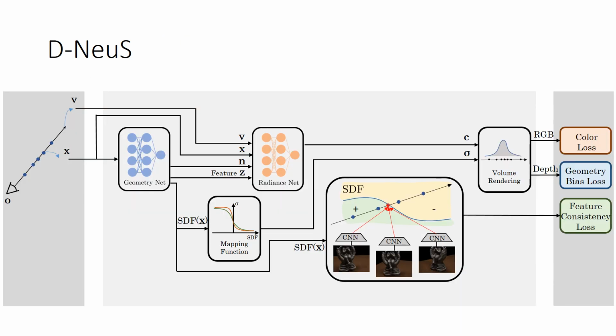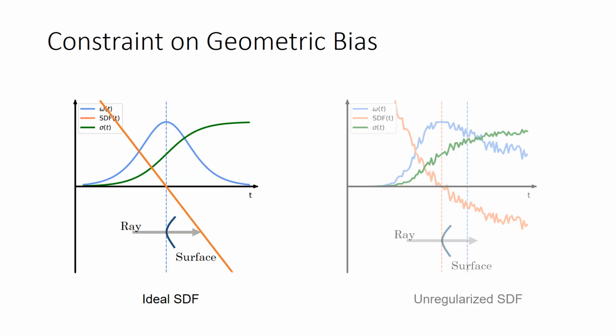In this work, we present D-NeuS, a volume rendering-based neural implicit surface reconstruction method capable of recovering fine geometry details, which extends NeuS by two additional loss functions called geometry bias loss and feature consistency loss. Assuming the local surface as a plane, which is the first-order approximation of SDF, the ideal SDF value of a sampling point is linear along the camera ray. Based on this assumption, NeuS derives an unbiased weight distribution.